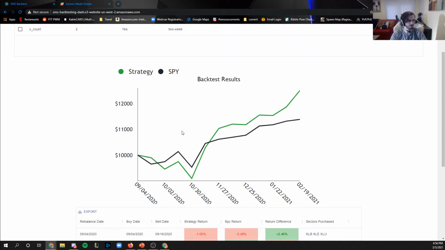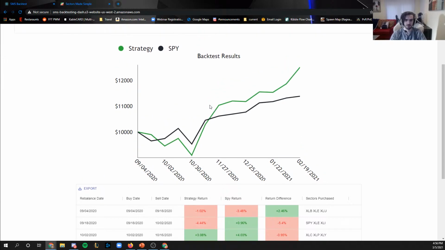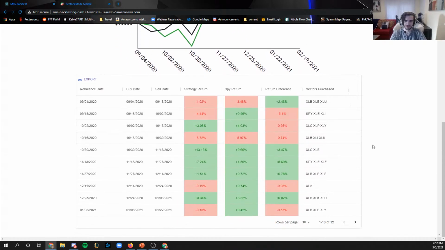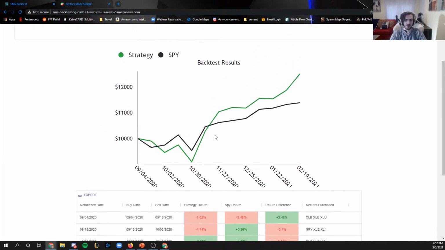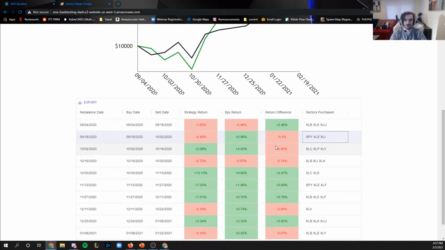There you go. You can see that it outperformed the market. It didn't outperform the market until about mid-November, but then it outperformed the market and continued doing well since. And the cool part about this is not only can you see how well it did, but every time it invests, you can see what it bought and sold, as well as how it did compared to the market.